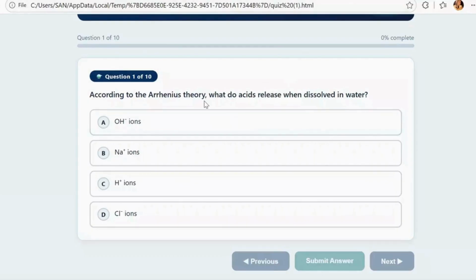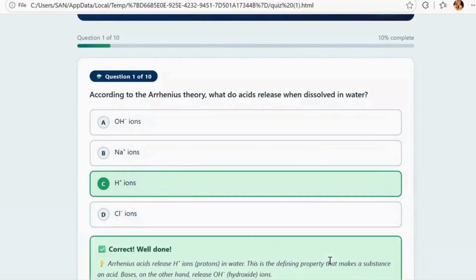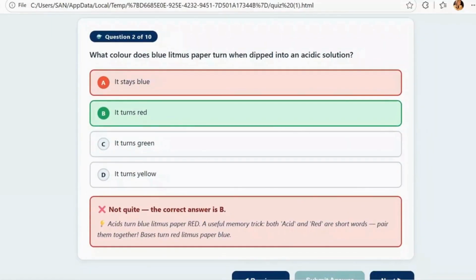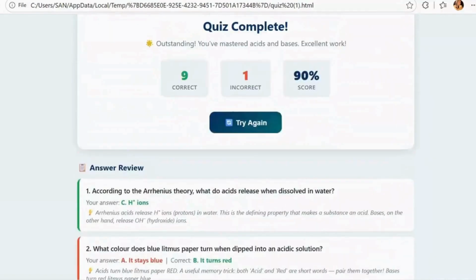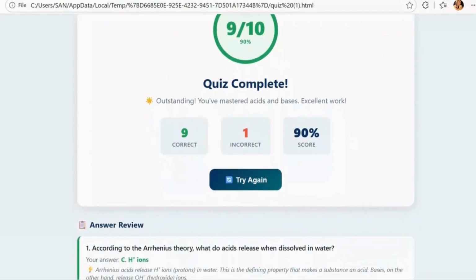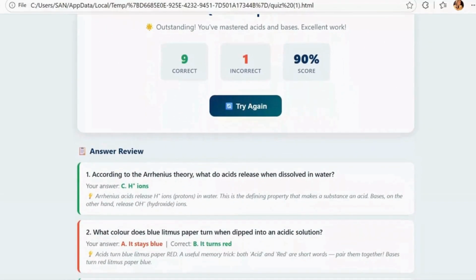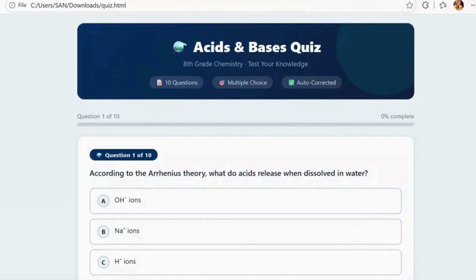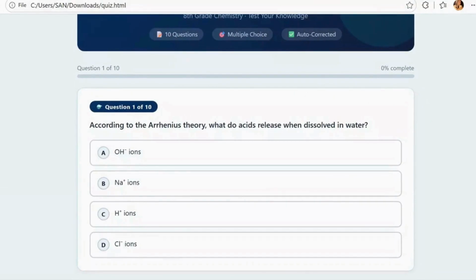So here, let's try to do the test. That's the first question. The release H+ ions. Students can submit their answer. Once I submit an answer, I'm showing you here a wrong answer because it's violet. I submit my answer and I get feedback. And here is my total score. It's 90%. It tells students how well they performed in the test. They can try the test again here. You can click on this and try the test again if you want, and you get a complete feedback of your lesson.